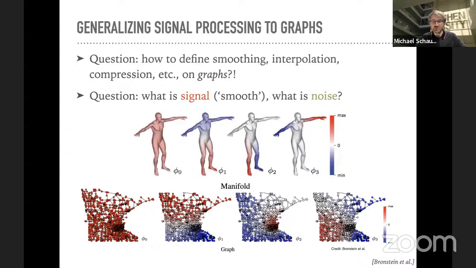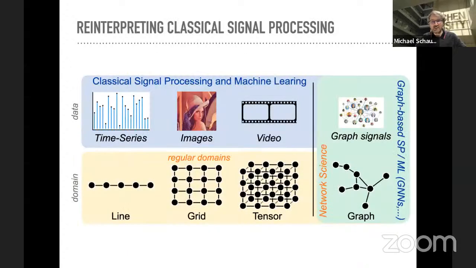Okay, so how do we do this? Well, at a very high level, you could say that the idea is really to reinterpret what we typically do in classical signal processing, as I call it here, for regular domains, as doing the same thing on graphs. And what I mean with this, I'll make clear in a second. But basically, the idea is to say, okay, we did graph signal processing all along without realizing it somehow.